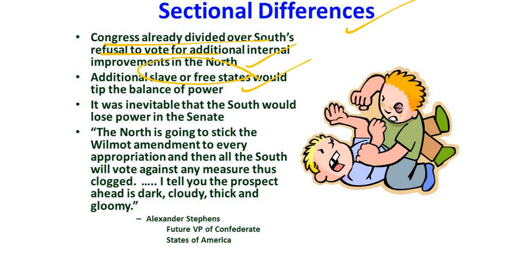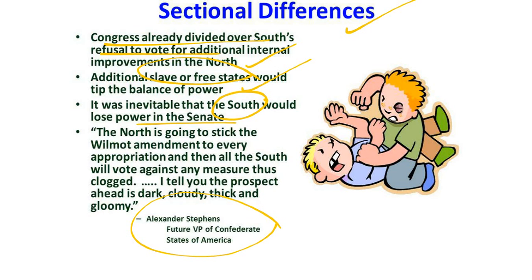But it was inevitable that the South would eventually lose power in the Senate because the majority of the land that was open for expansion in the United States was above the 36°30' parallel set by the Missouri Compromise.